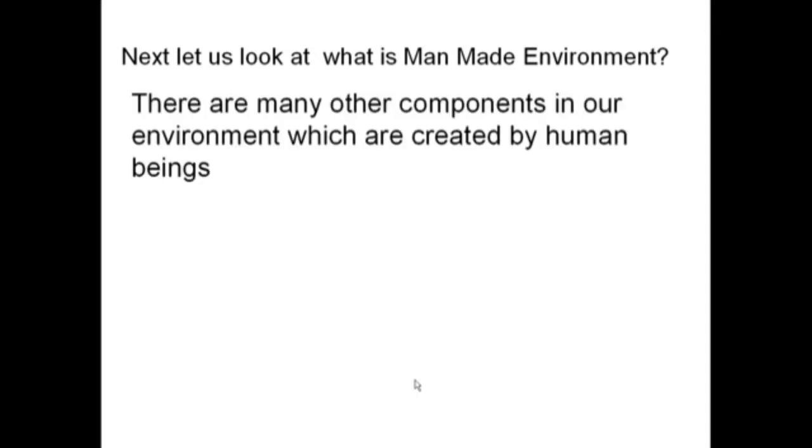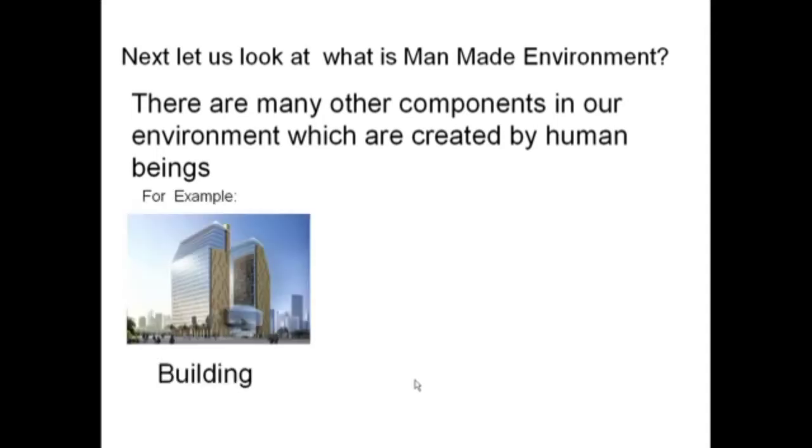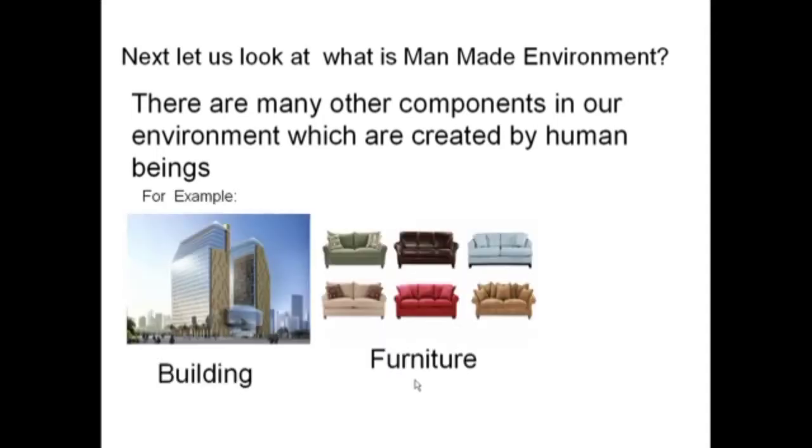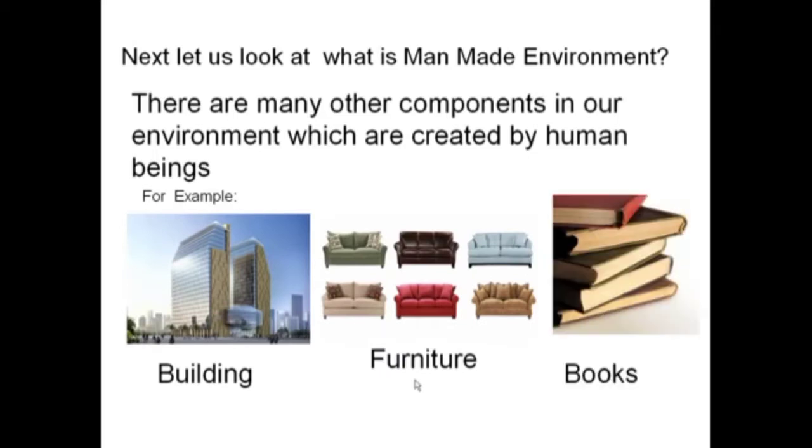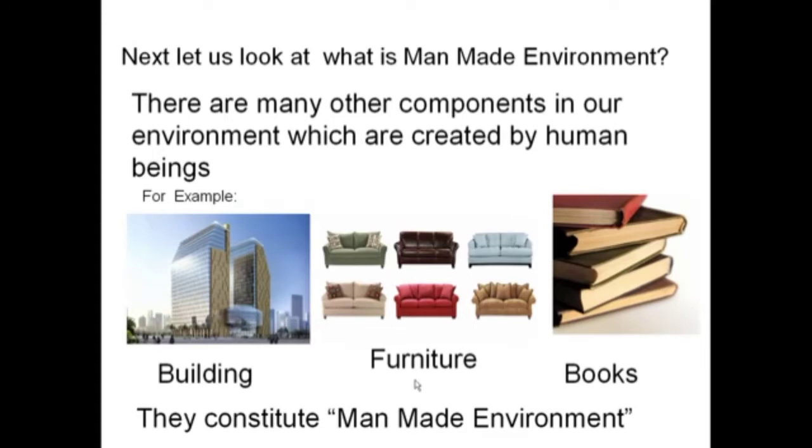Now let us look at what is man-made environment. There are many other components in our environment which are created by human beings. For example, buildings, furniture, and books. All these are made by humans, but all the materials that are used in making these came from the natural environment.